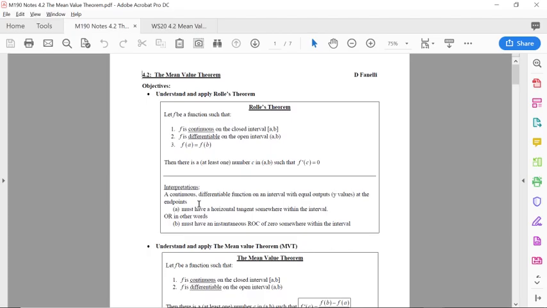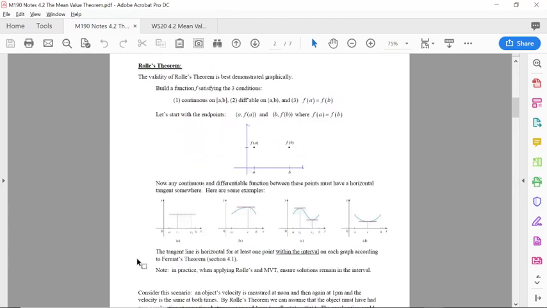I'll give you my interpretations of this, how you can interpret it in terms of the context of a derivative and geometrically as well. So if we have a continuous and differentiable function on an interval with equal outputs, that's the y values, then there must be a horizontal tangent somewhere within the interval, and it could happen at more than one point, as was already demonstrated a moment ago. Or in other words, it must have an instantaneous rate of change, our interpretation of the derivative, of 0 somewhere within the interval. So here's an interpretation in terms of an application for that.